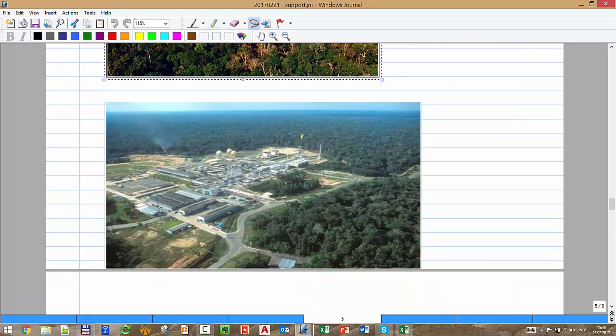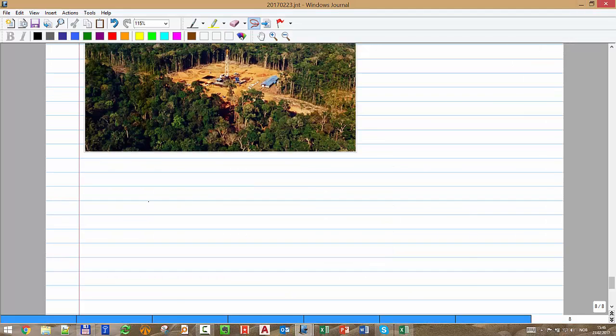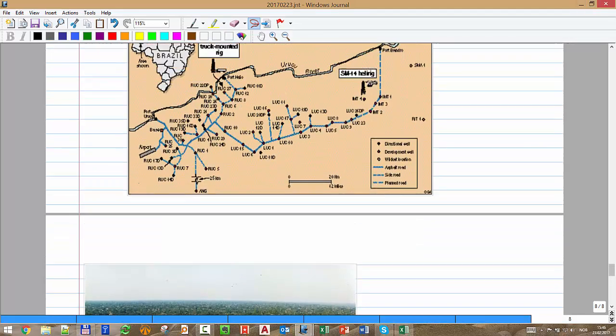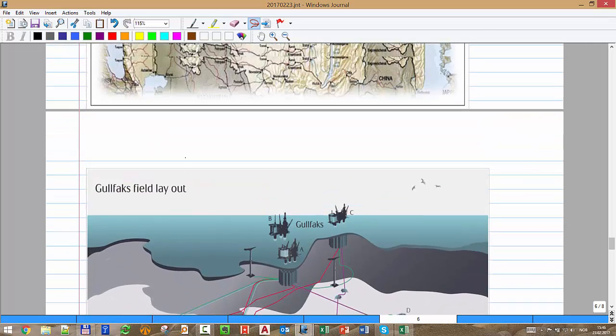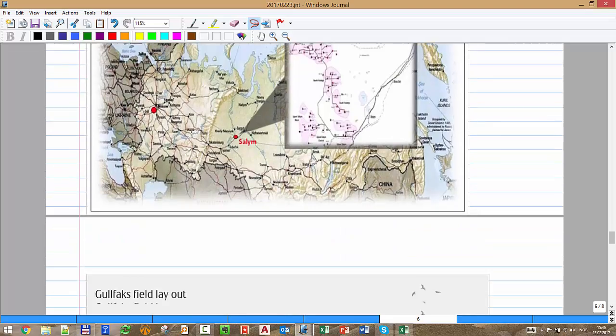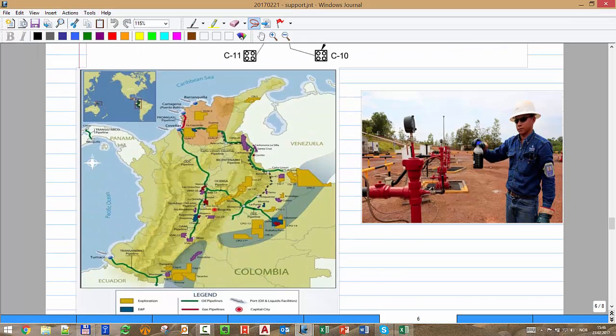Some other examples. So that's, I think, the processing plant in Urucu. That's called the Urucu field. If you want to Google it and join Greenpeace or something. Okay, Gulfax. That's the Salim field in Russia. And I think we have some other one in Colombia.